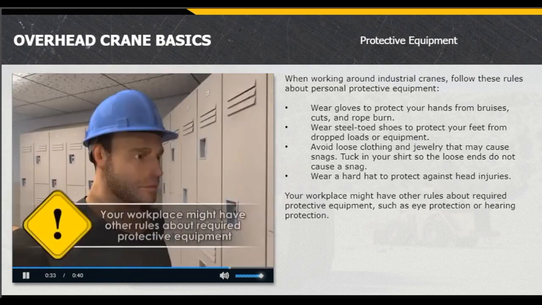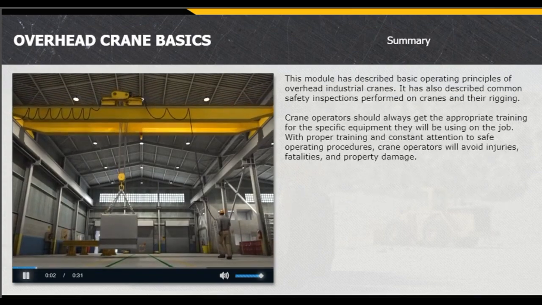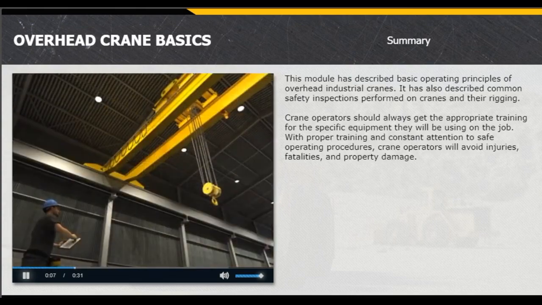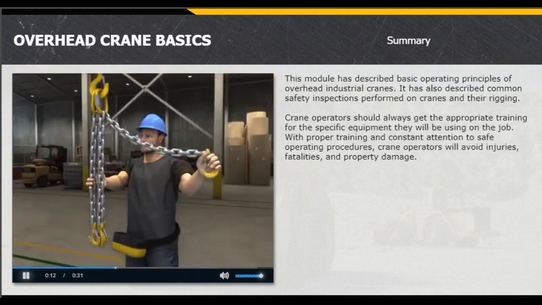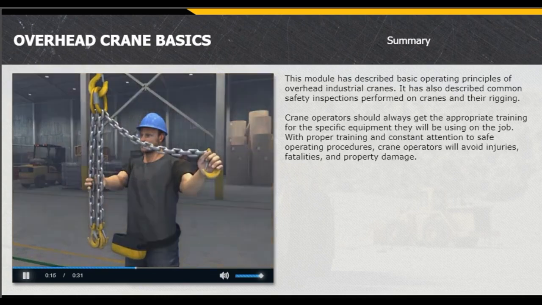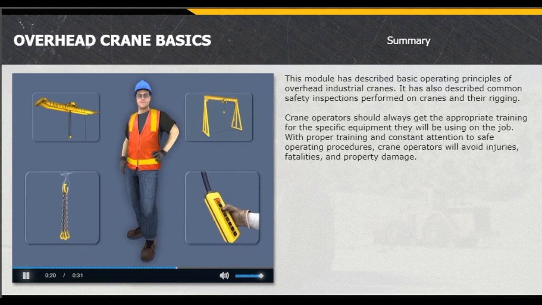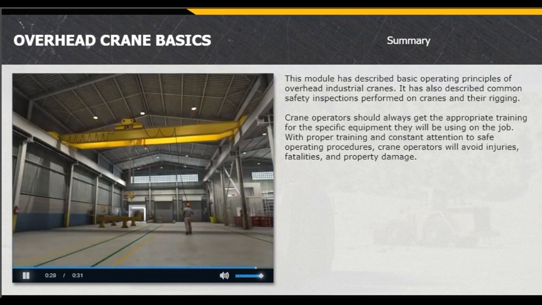Your workplace might have other rules about required protective equipment, such as eye protection or hearing protection. This module has described basic operating principles of overhead industrial cranes. It has also described common safety inspections performed on cranes and their rigging. Crane operators should always get the appropriate training for the specific equipment they will be using on the job. With proper training and constant attention to safe operating procedures, crane operators will avoid injuries, fatalities, and property damage.